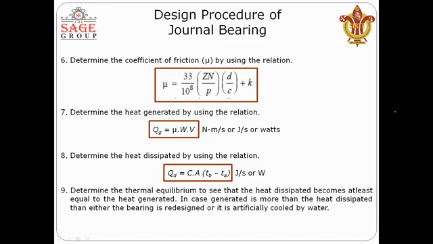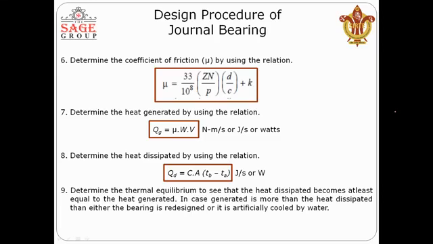mu is equal to 33 upon 10 to the power 8, Zn upon P, into D upon C plus K. Here, the small k is written over here. So from here, we identify the value of the coefficient of friction. Fine. We have selected the value of Zn upon P. We know the C upon D ratio. So here, D upon C is given.